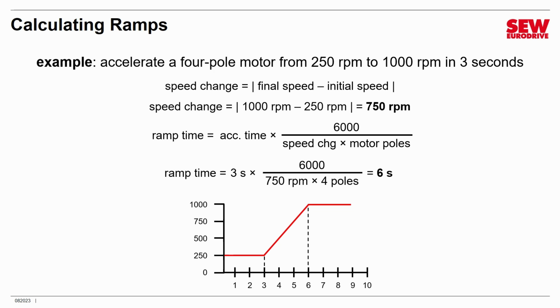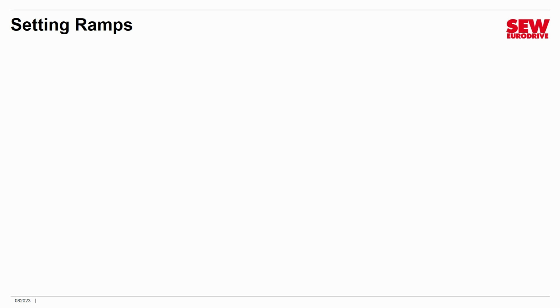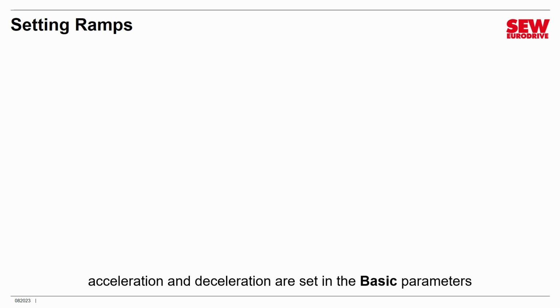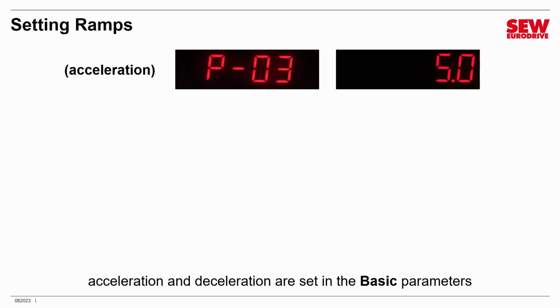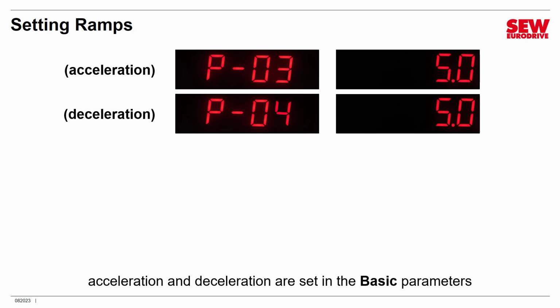That actually wasn't too hard, and after you've done a few of these, I think this will make sense. All right, so enough math. Where do we put in these values to get these acceleration or deceleration events? Well, we go to a few parameters in the basic parameter set. We set acceleration in parameter 0.3, and we set deceleration in parameter 0.4.